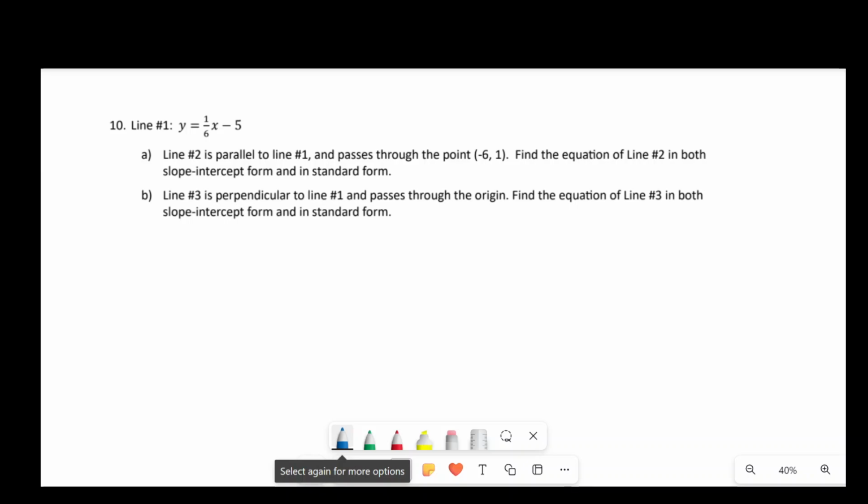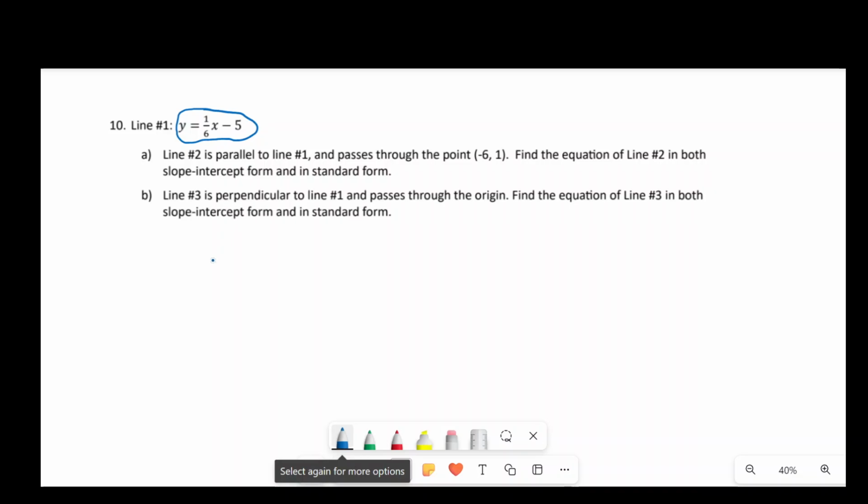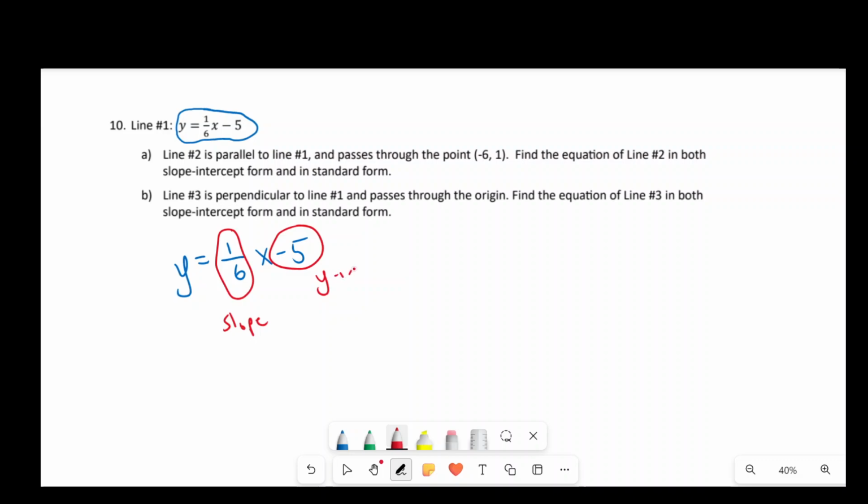Let's do this grade 10 math question together. We're given a line y equals 1 over 6x minus 5. So we recognize a couple things. First of all, that is a line written in slope-intercept form, meaning that we know the slope of the line, it's 1 over 6, and we have the y-intercept, which would be the point (0, -5) if we needed it. So that's line number 1, which we're given.